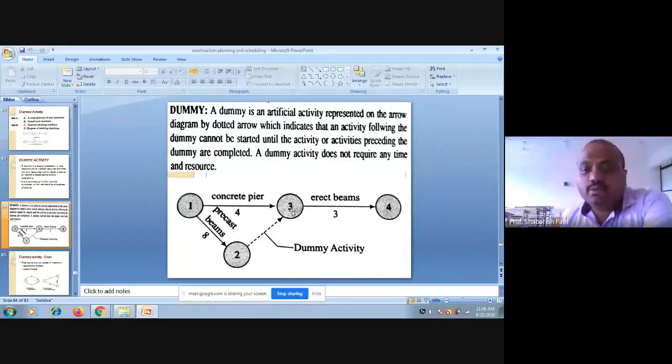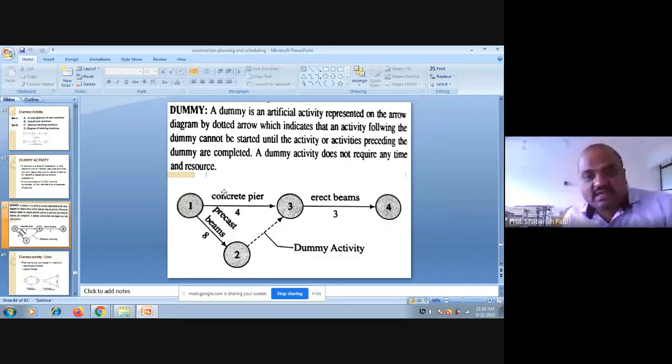But if I don't show the dummy activity, then what will happen is I will have two ends. This precast beam is nowhere related to the erection of the beams here. If this dummy activity doesn't exist, then I don't get any connection between the precast beam and the erection of the beam. Please remember, in a network diagram, we cannot have two ends. Try to remember this. We can have only one start and one end.